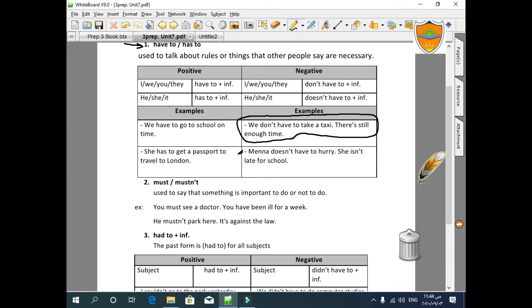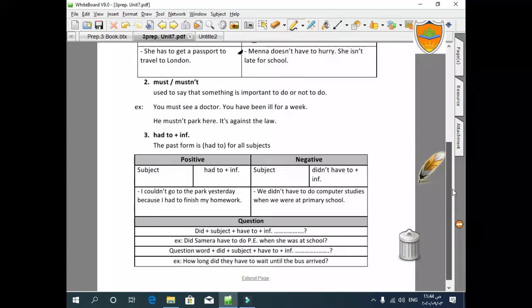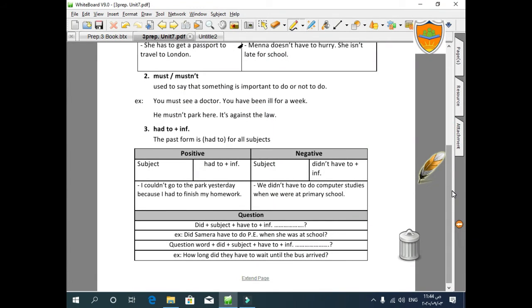Minna doesn't have to hurry. She isn't late for school. Okay, Minna lives next to the school, very near to her school, and she has about 40 or 50 minutes till the start of the day. So she doesn't have to hurry. She can walk very slowly and arrive at school, and she doesn't need to hurry. Let's move to must and mustn't.